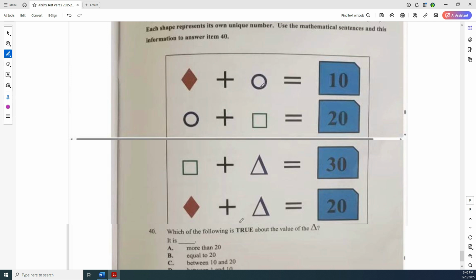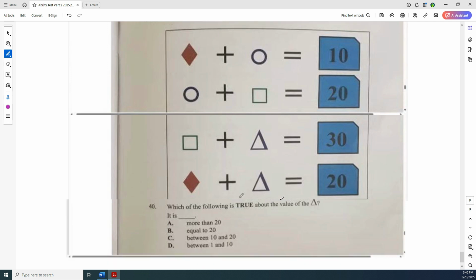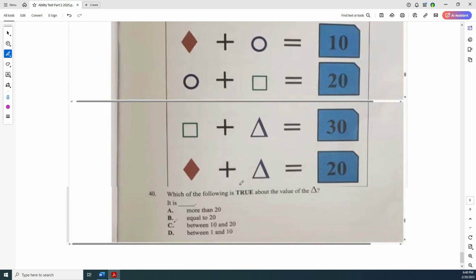This looks like it's 10. Circle looks like it's 10. Box looks like it's also 10. I think diamond is a 0. Diamond is nothing, as far as I can see. So it means that the triangle is 20. So I'll choose B.